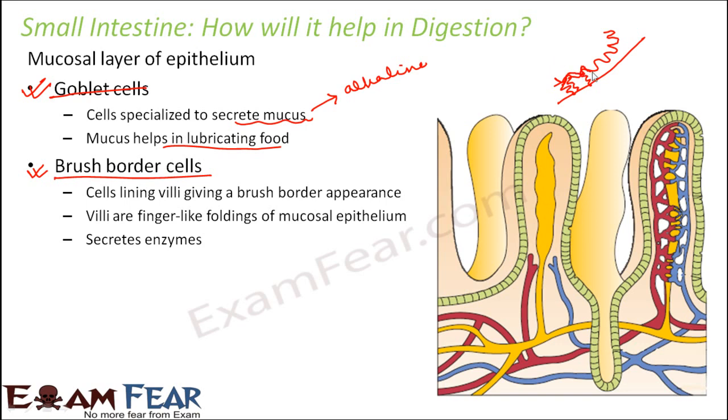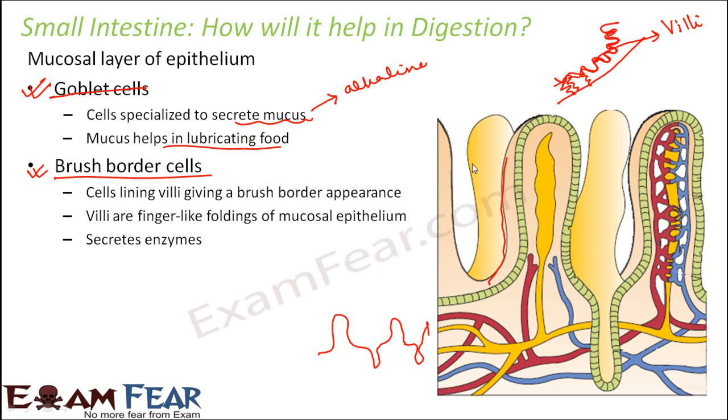Now the inner layer has foldings of this pattern, correct? So these are finger-like projections. Each of these projections is known as a villus. If you magnify this part, it will look somewhat like this. So you see, these are basically the finger-like projections. This is how a finger-like projection looks. So this is a magnified version of that.